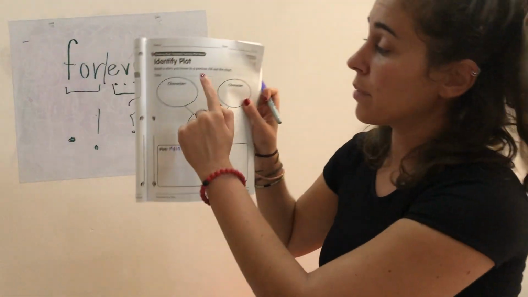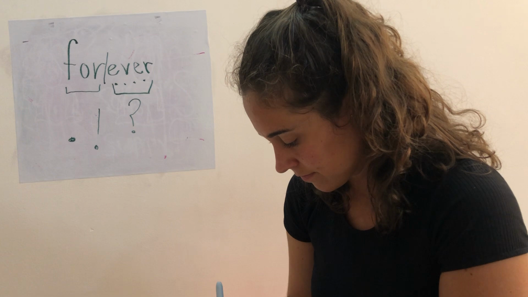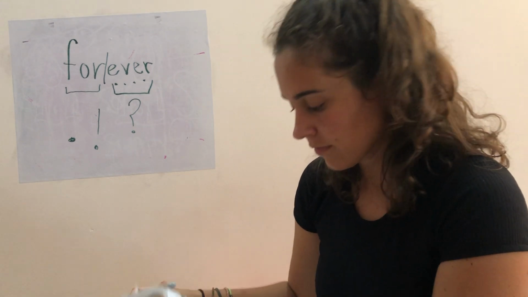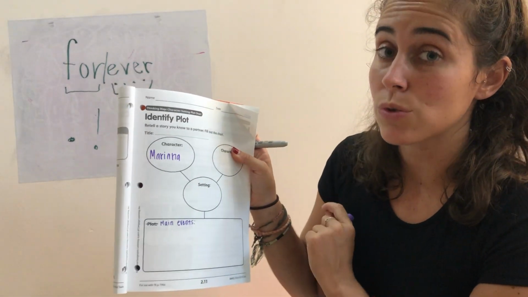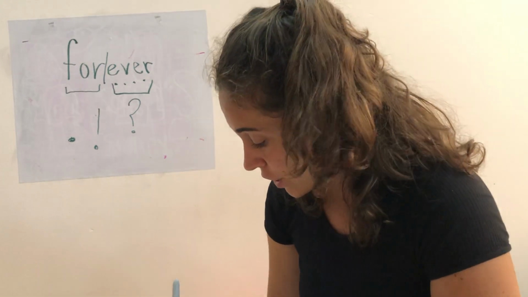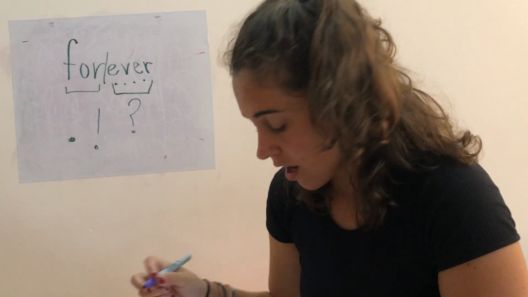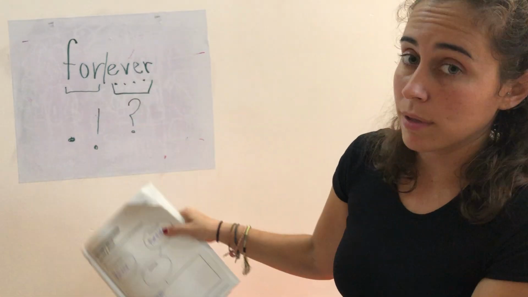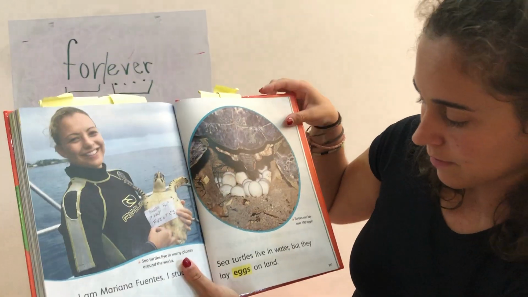So character number 1, we have Mariana. And I'm writing in marker so you can see, but I expect you to use a writing pencil. Character number 2, the turtles. All right, so we have found 2 characters already, so we can put them in our plot. Let's keep reading to find out what happens.